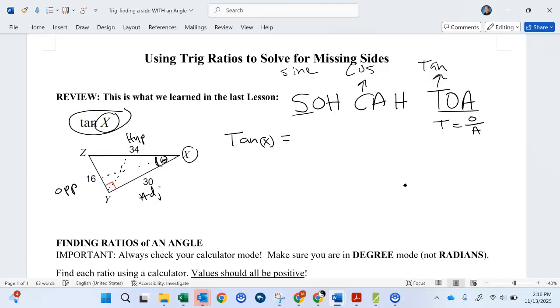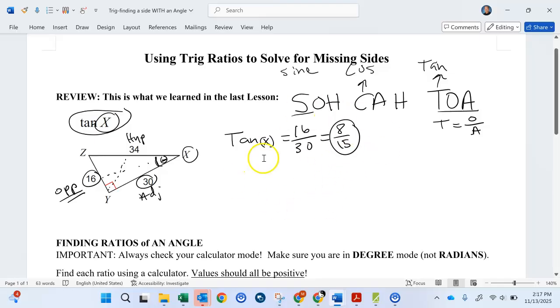This means that tangent equals opposite over adjacent. So what's the opposite? Opposite's right here. That's the 16 divided by adjacent, which is 30. You can use your calculator if you want to reduce it. Both are divisible by 2, so it's 8 over 15. You can use your calculator to reduce it, but that would be your answer, and we can't reduce it anymore.